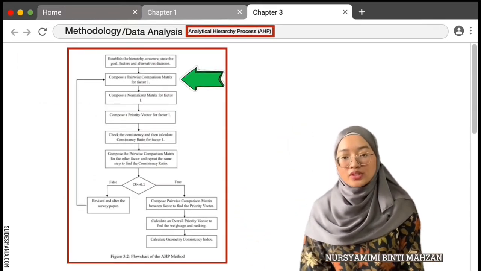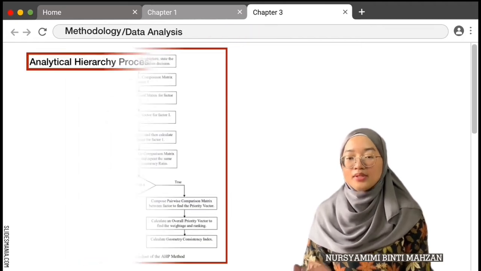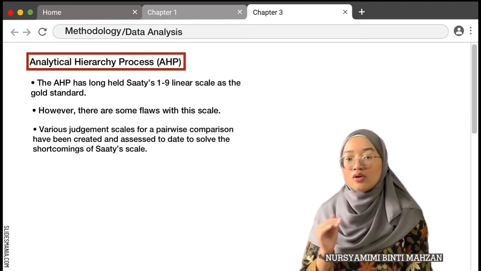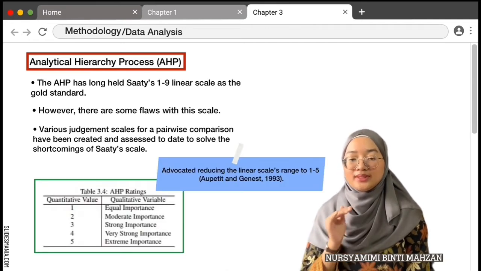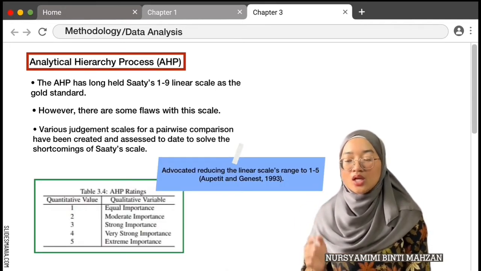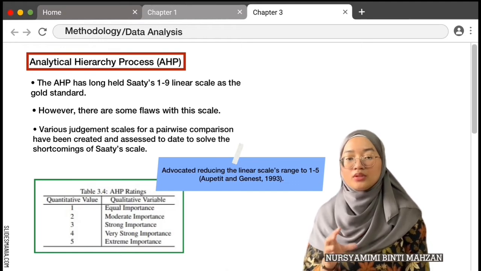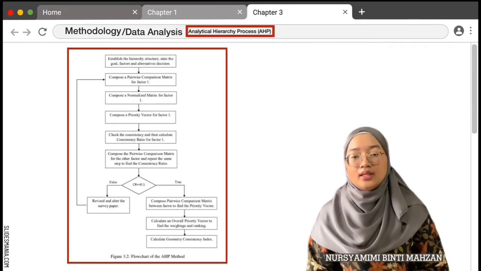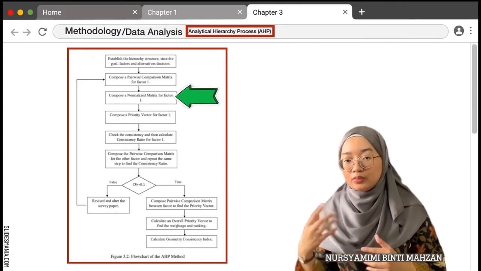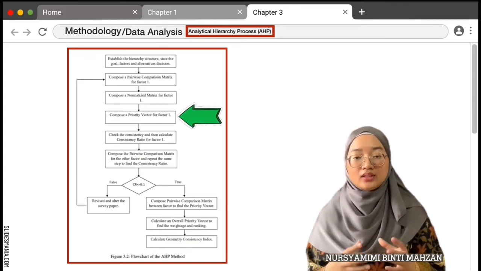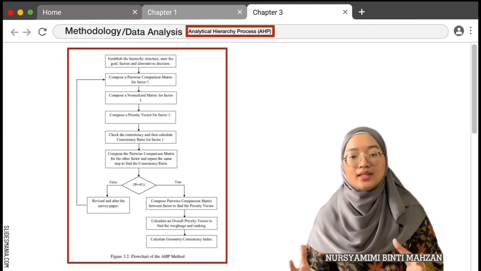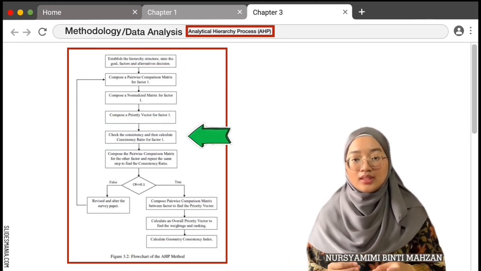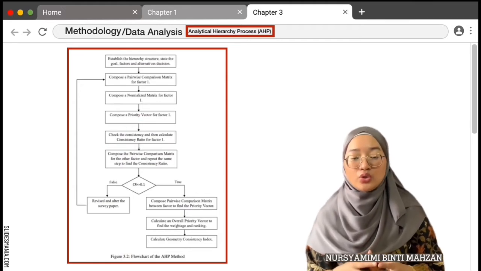Next is to compose a pairwise comparison matrix. Besides using the Saaty scale 1 to 9, this study uses scales of 1 to 5 adapted by Alphabet and Nest 1993 to solve the shortcomings that arise from using the Saaty scale 1 to 9. Then, the matrices are normalized, and from the normalized matrix, the priority vector is calculated. Before finding the best alternative, consistency checking must be conducted by calculating the consistency ratio.